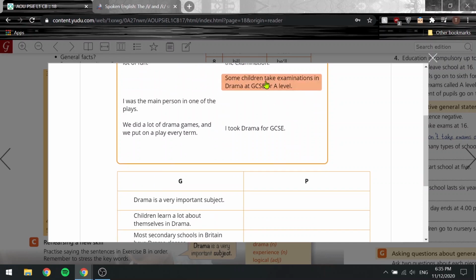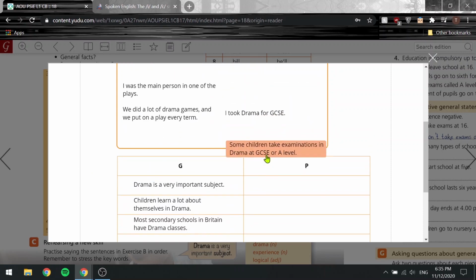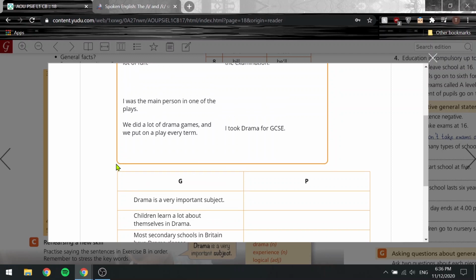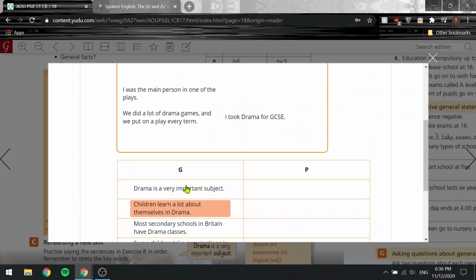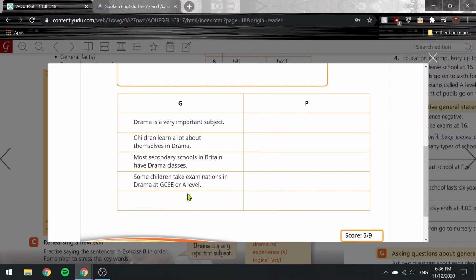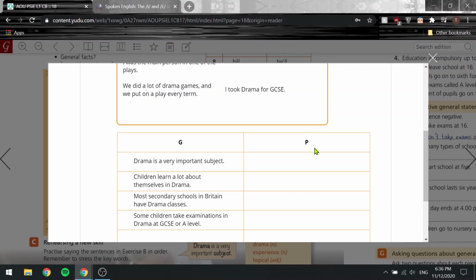I'll say some children take examinations in drama at GCSE or A level. No, there you go. So some children take examinations in drama at GCSE or A level. Okay. I think that's about it. So far there are no more general facts. So I'm going to start now on the personal ones. So let's take a look.